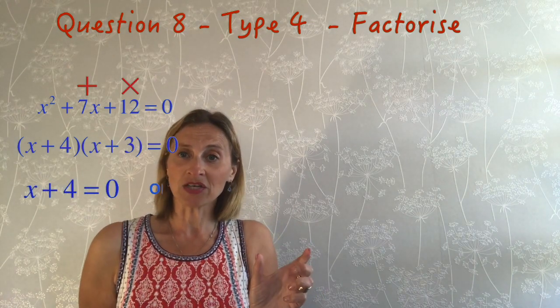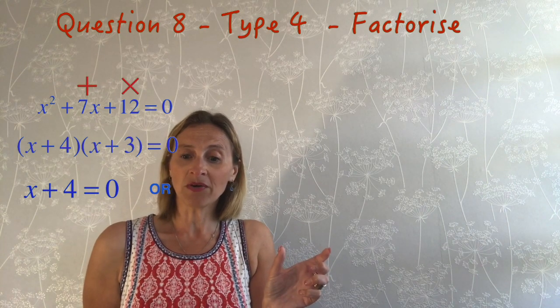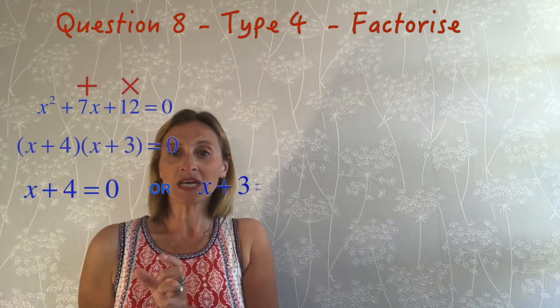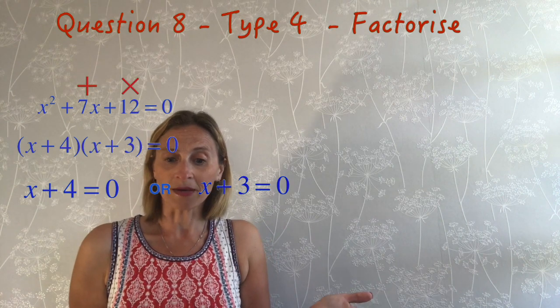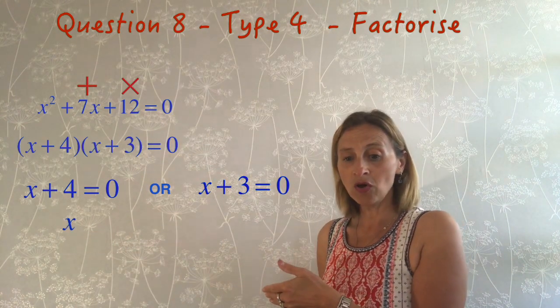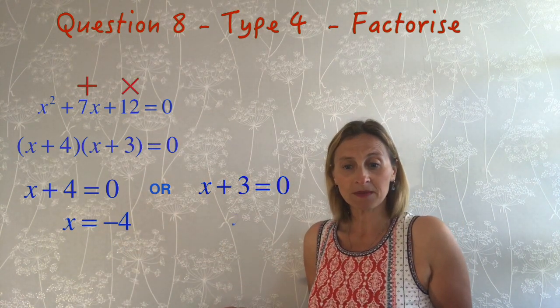We have two equations: x plus 4 equals 0, or x plus 3 equals 0. And then we solve each one. x can equal negative 4, or x can equal negative 3.